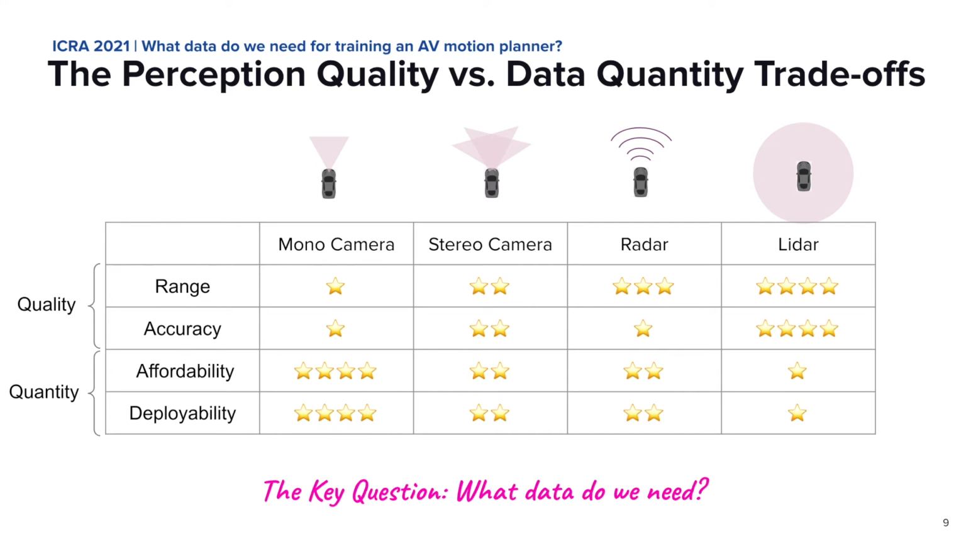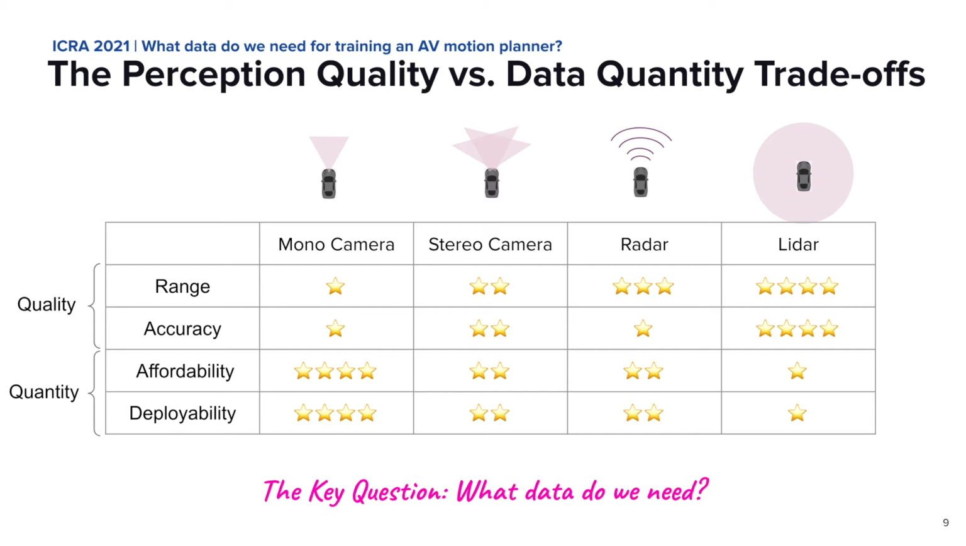In order to achieve this, the key question is what data do we need? There are always some trade-offs between quality and quantity. Clearly, with more expensive sensors like LiDAR, we are able to capture better quality data with longer range and accurate perception. While low-cost cameras can be easily deployed on consumer vehicles, we can only collect lower quality data with limited range and accuracy.